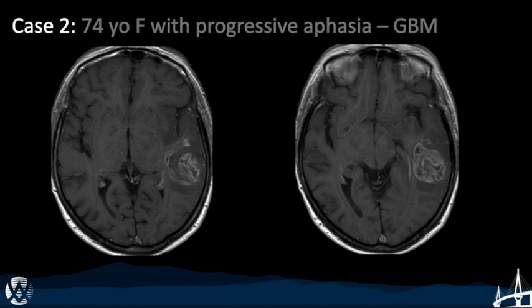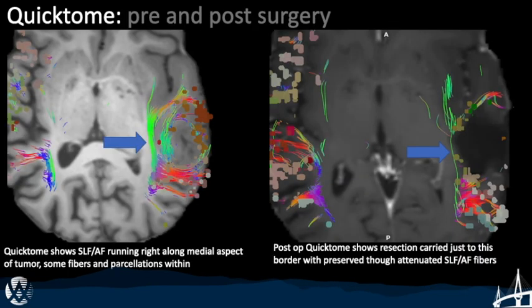And that's why I became a very early adopter, in particular, of QuickTome and this connectomic-based approach to surgery and preoperative planning. So this is one of the first cases I did using the software. It's a 74-year-old with progressive aphasia. It looks like an obvious glioblastoma. And I show here a couple slices from QuickTome before and after the operation.